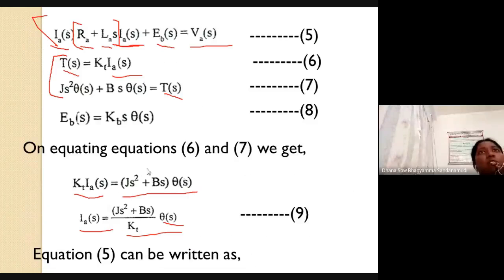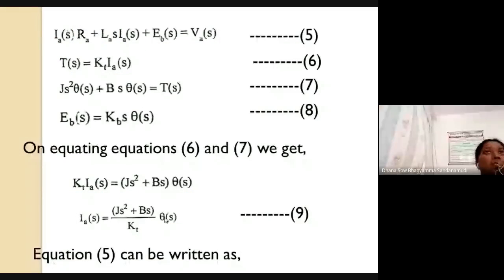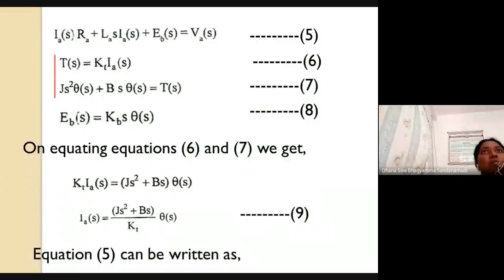And you know for the given differential equations how to write down the Laplace transformation equations. We have solved many problems. Later on, after writing the Laplace equations, you consider the torque equations, you will get two torque equations. Just equate them and determine the armature current in Laplace form in terms of the angular displacement.